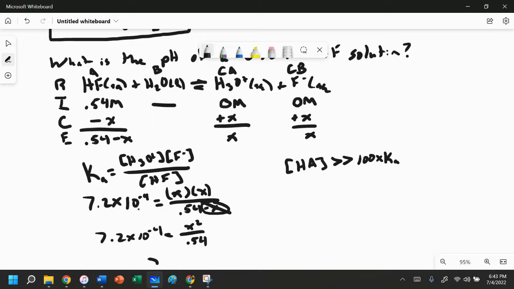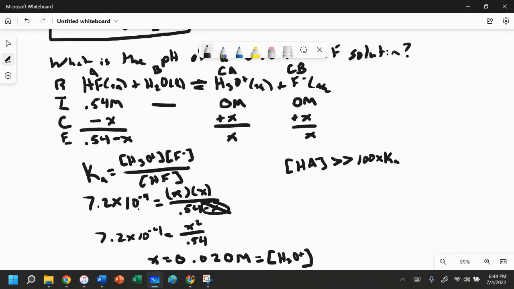And if you do that, you get an x value of 0.020 molar. And remember, x is the value of our hydronium concentration at equilibrium. So this is our hydronium concentration. And again, if we know the hydronium concentration, we can solve for the pH.